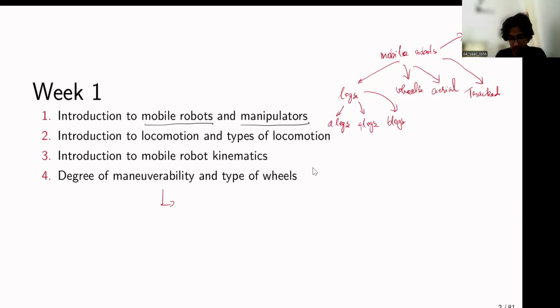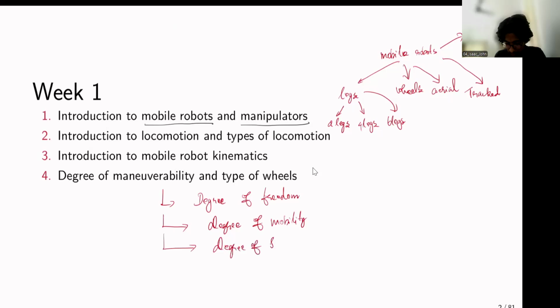We saw the definition of what a degree of freedom is. Then some other degree terms that we saw over the duration of week one were degree of mobility, and then one more term called degree of steerability. And finally, all of these definitions lead to the term called degree of maneuverability.